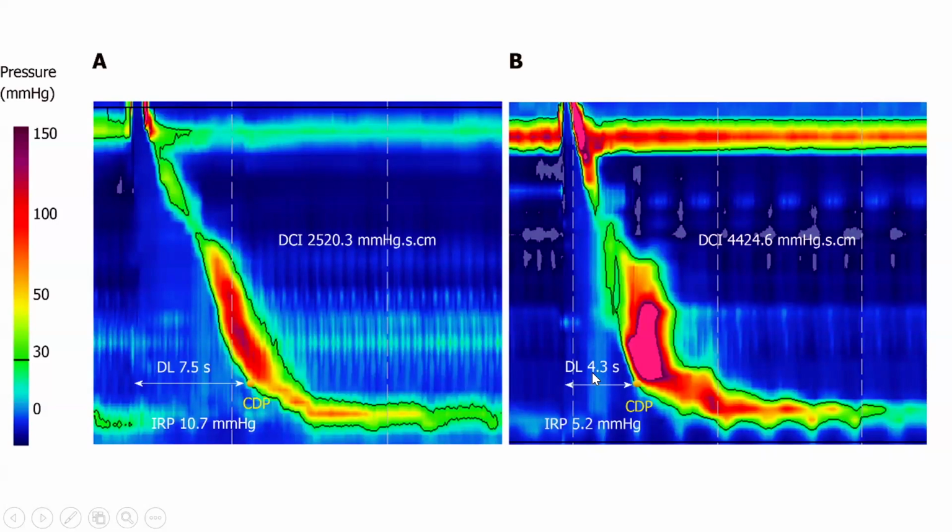Okay. So distal latency, if it's abnormal, it could be one criterion of distal esophageal spasm, and the IRP is normal. If the IRP is abnormal and the distal latency is abnormal, now we can talk about achalasia type 3.